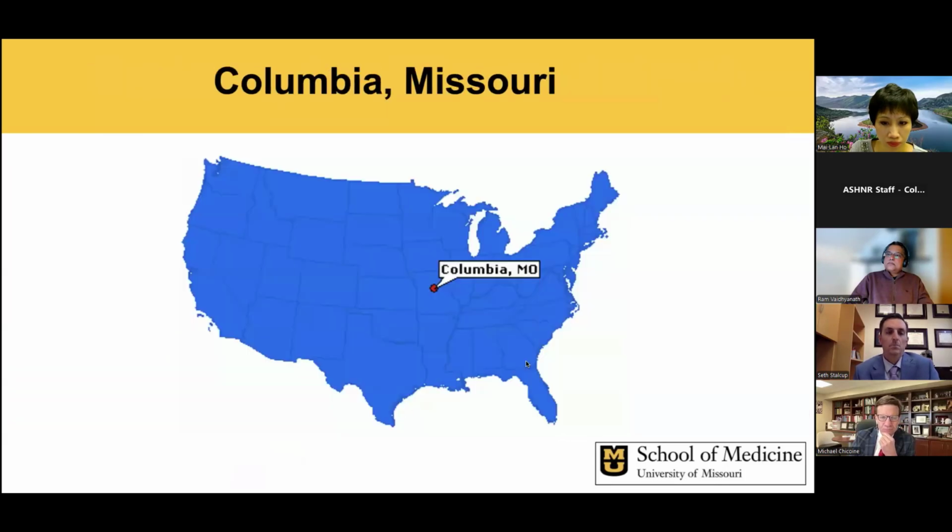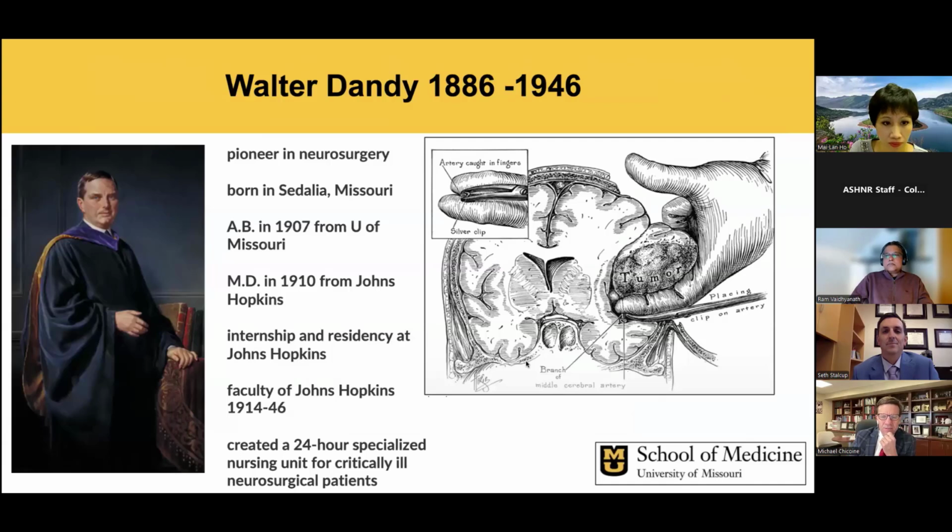For those who don't know the geography, here we are in the epicenter of the United States. A number of people have come out of this institution over the years. One name that you may know, Dandy of the Dandy Walker malformation, did some of his early training here at the University of Missouri and was born a short distance from where I sit now.